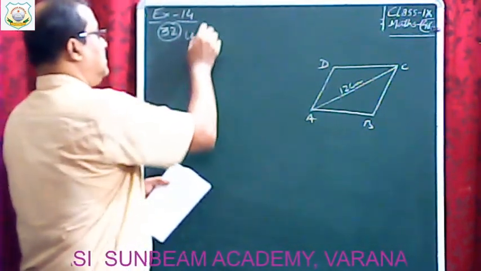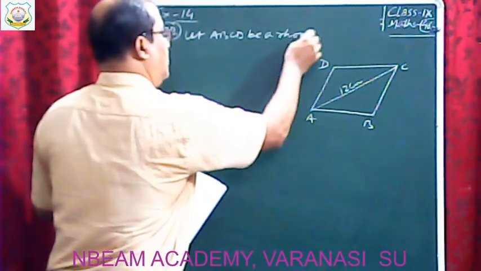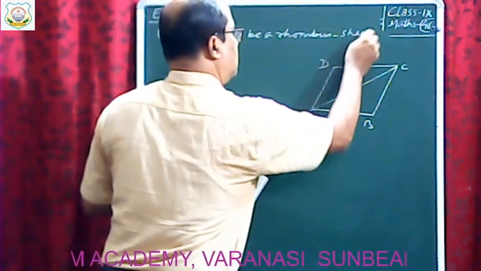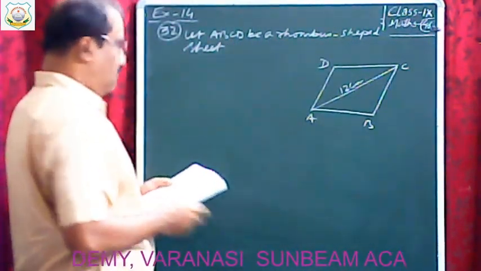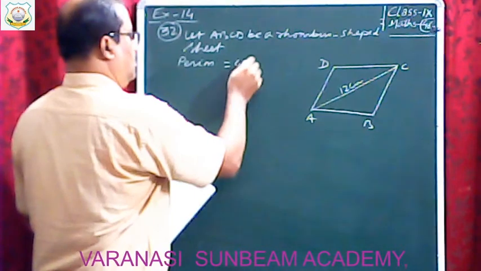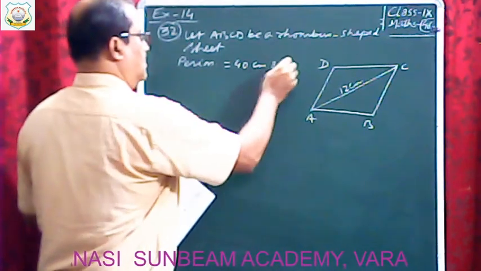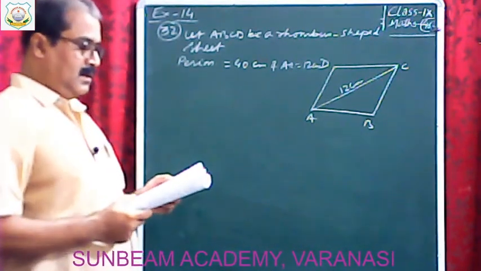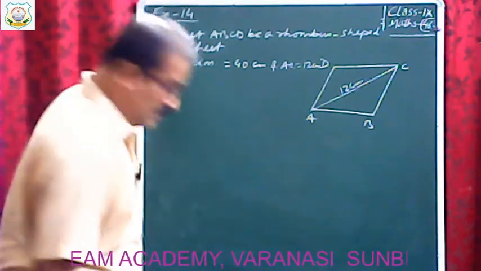Let ABCD be a rhombus shaped sheet. Perimeter equal to 40 centimeter and AC equal to 12 centimeter. You have to find the cost of printing both the sides at the rate of rupees 5 per centimeter square.